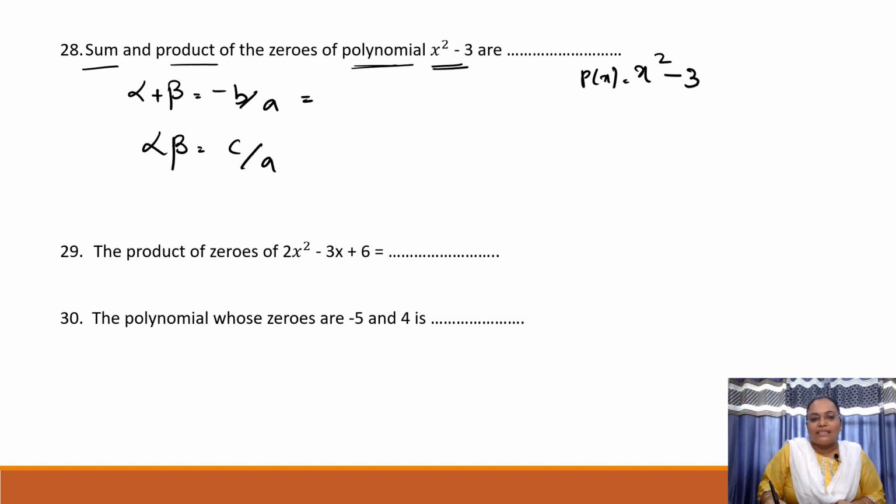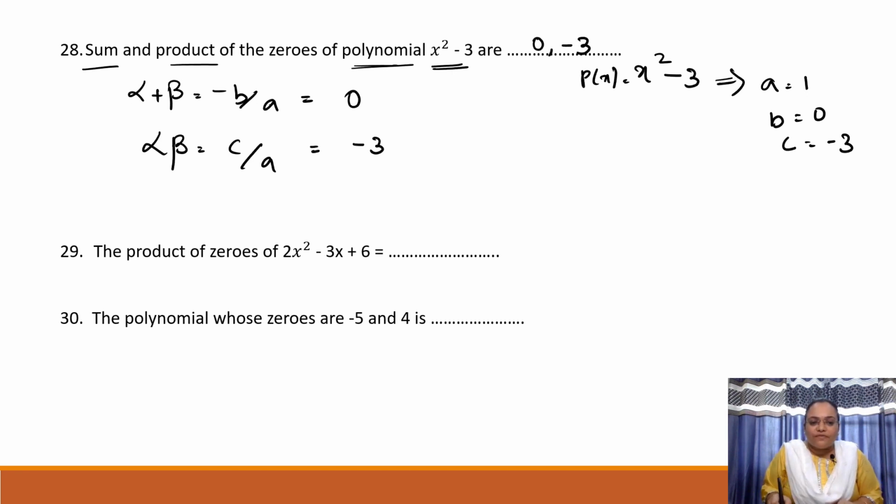Right? So, what is minus b by a? See, comparing this equation, a is equal to 1, b is equal to 0, c is equal to minus 3. Right? So, do we have any b? No, right? So, this is 0. From here, this is minus 3. Correct? So, what are the zeros here? That is 0, minus 3.